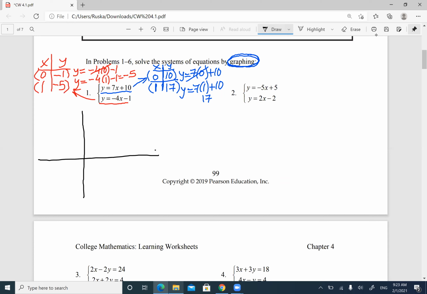So I'm going to graph those 2 straight lines, and wherever they cross each other, that's the solution of the system. If you have graphing paper, it's probably better. I'm going to do it like this. I'll have it go all the way to 17. Let's see.